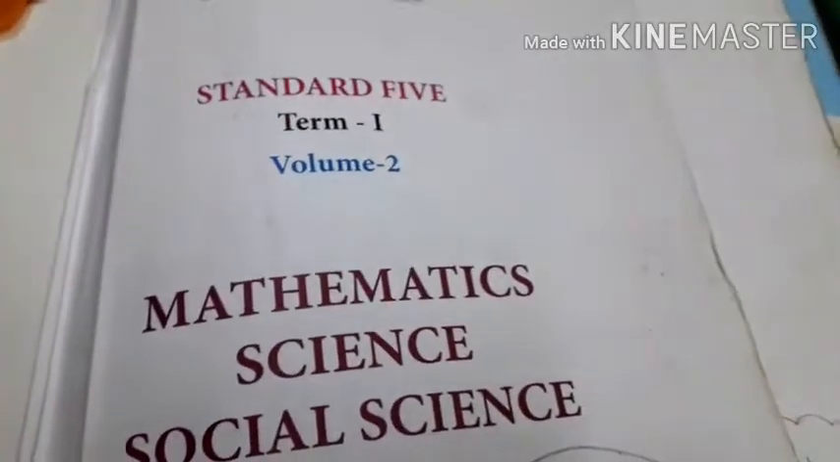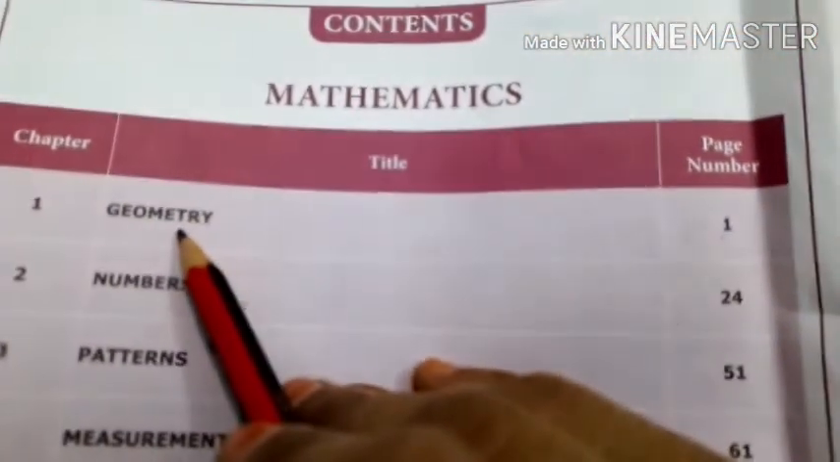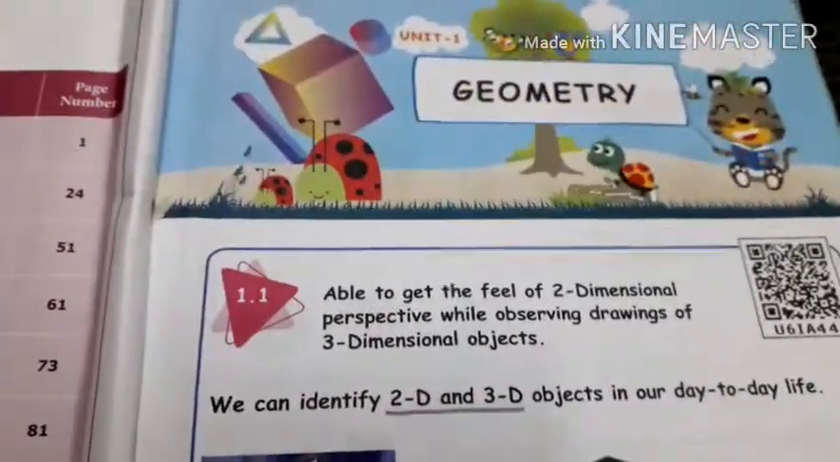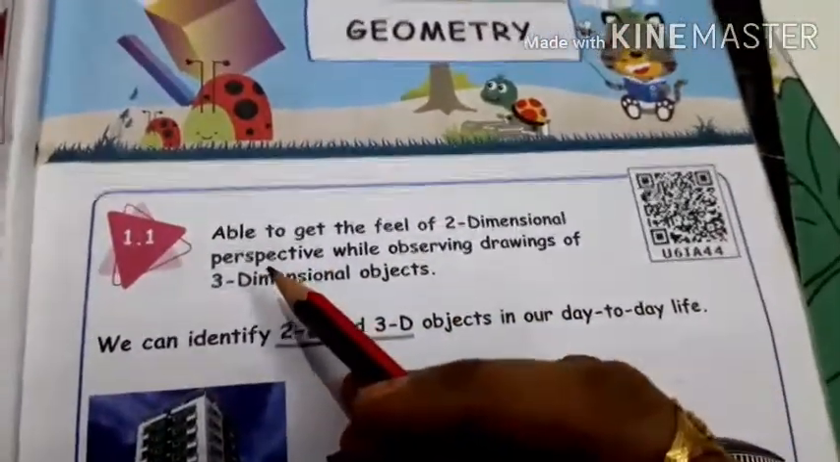Okay, in this, unit 1 is geometry. The first unit is geometry. Children, I think you have learned geometry in the previous class, that is in 4th itself. Come, let us see what is given for 5th standard.